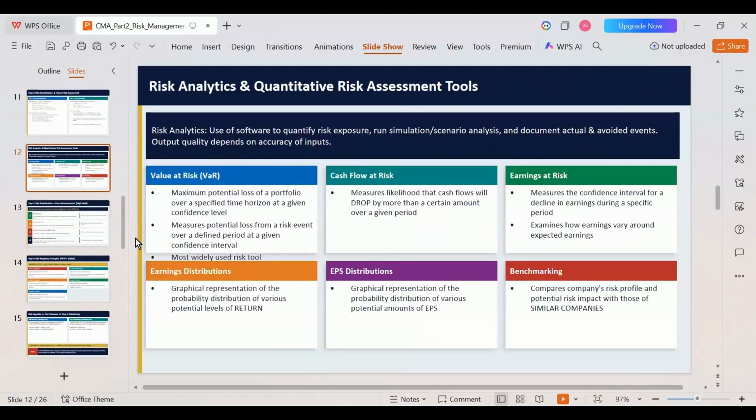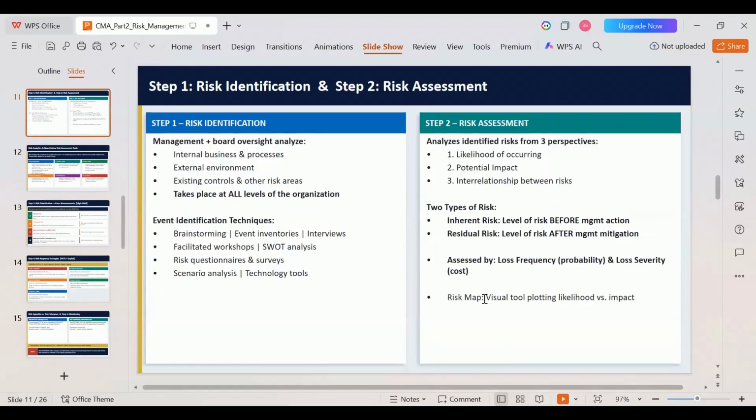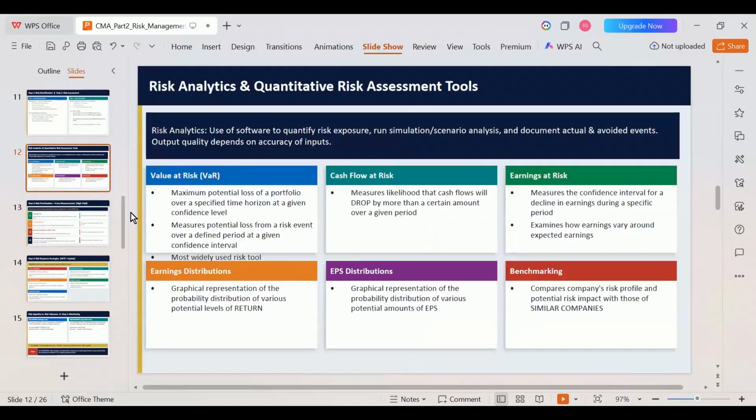So next up we have risk analytics and quantitative risk assessment tools. So here, this one, risk map that we came across, it's a qualitative tool. In the risk assessment itself, there are two tools that we use, qualitative and quantitative. In qualitative, mostly used tool will be risk map. We also call it as risk heat map. Okay. Next, we have quantitative risk assessment tools.